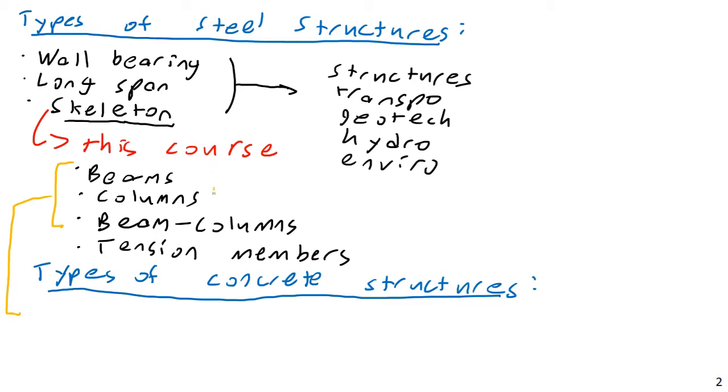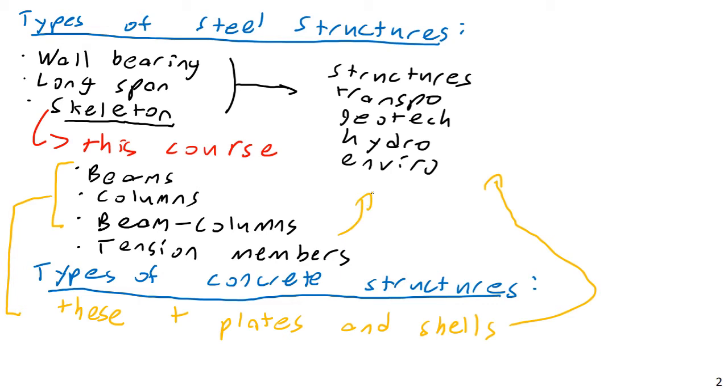But you'll have beams, columns, beam columns, plus plates and shells, so things like slabs. Mainly we'll be looking at things like floor slabs, foundation slabs, that kind of thing. And again, these also feed into the various applications of civil engineering, including structures, transportation, geotech, and environmental.